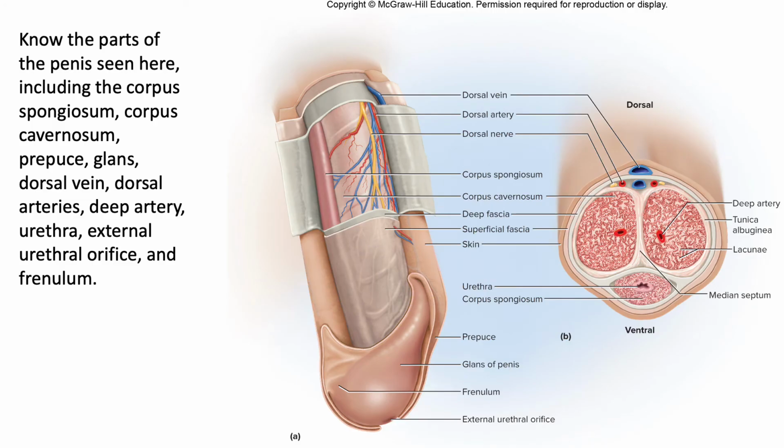So cutting the penis reveals the erectile tissue chambers. Again, you have two corpus cavernosums, left and right. You have one singular corpus spongiosum that surrounds the urethra. Within the corpus cavernosum, you have deep arteries, and you also have dorsal arteries and veins on what's referred to as the dorsal side of the penis.